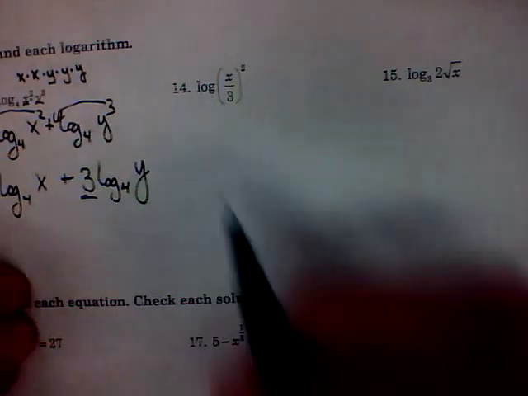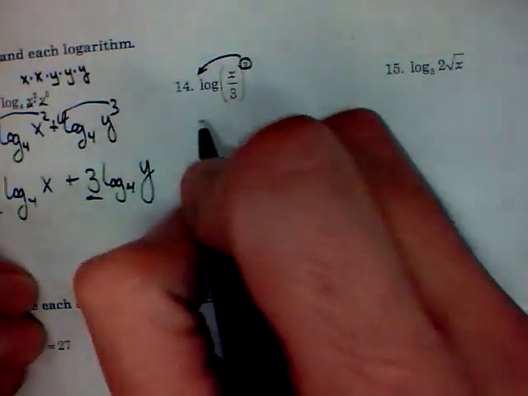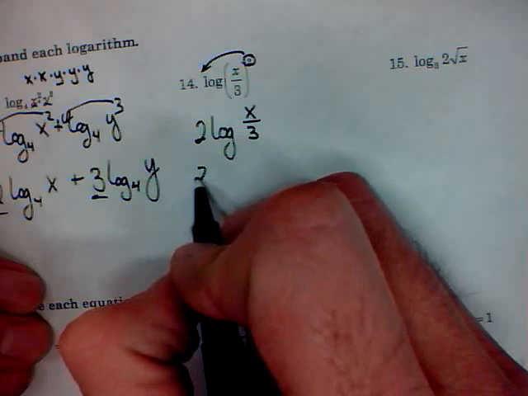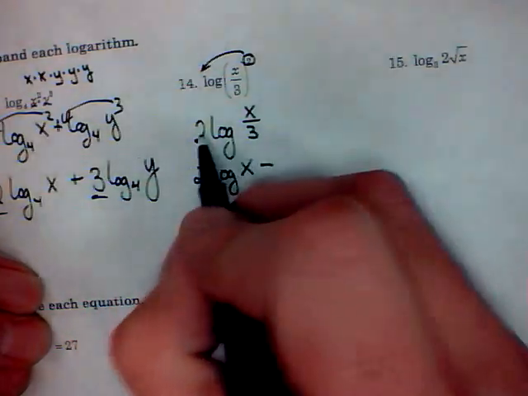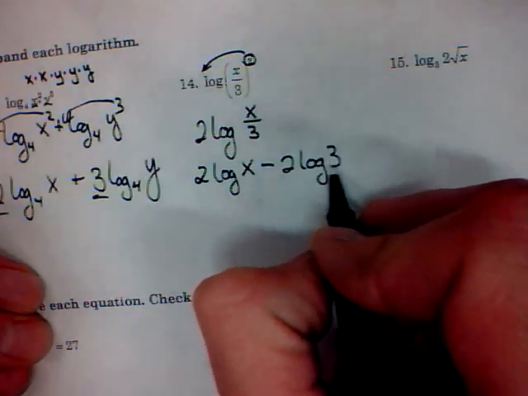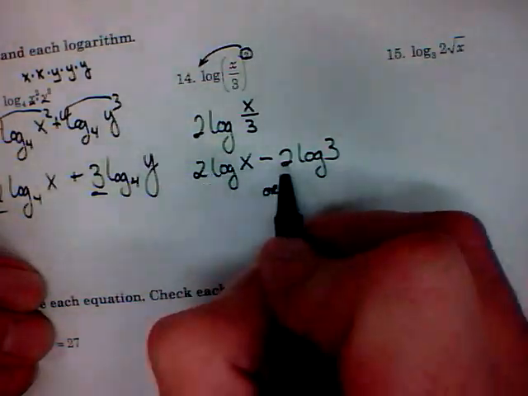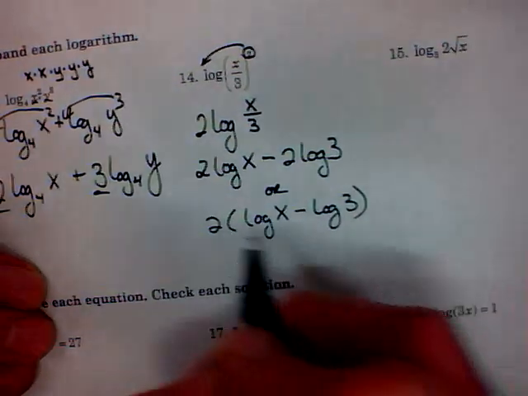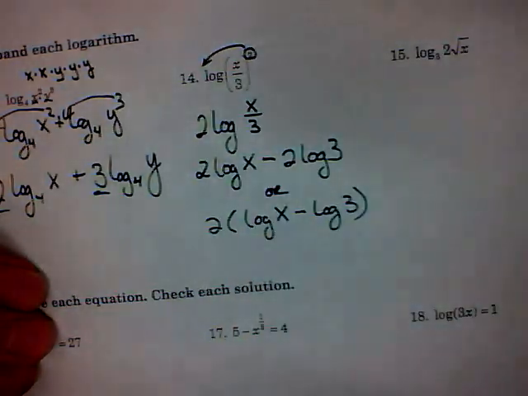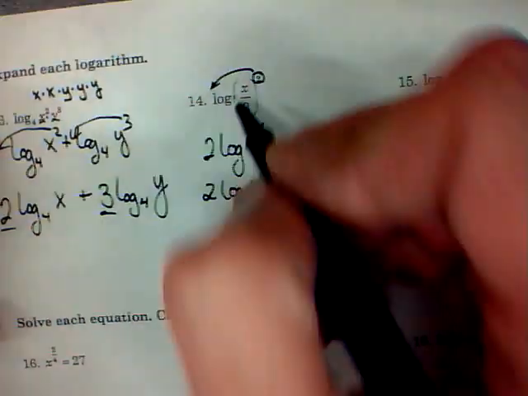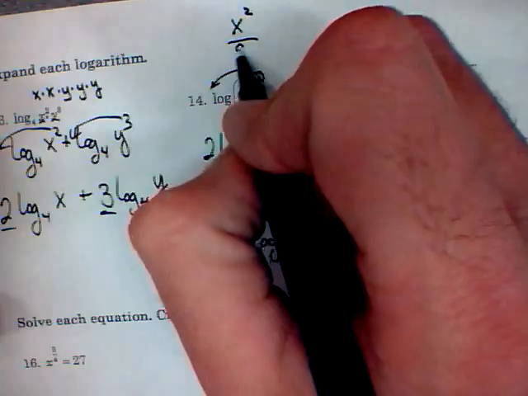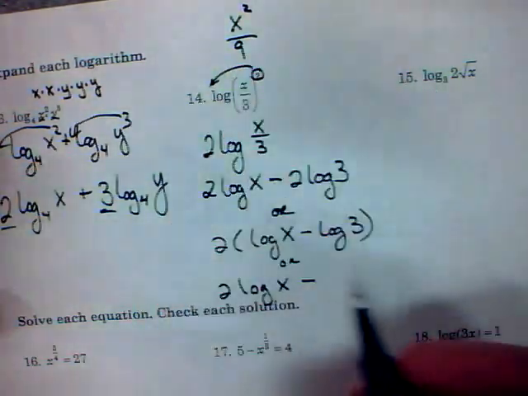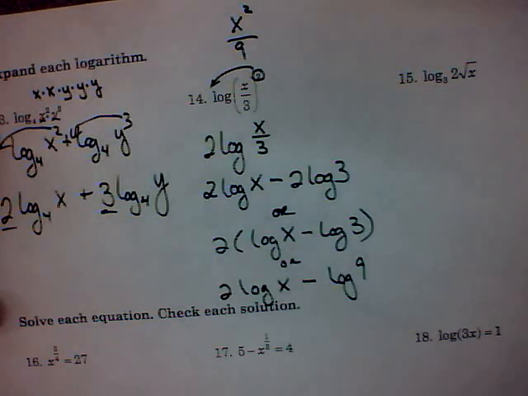Okay. On 14, since we have a power there, we can bring that out in front. So this is 2 log x over 3. And then since this is division, we can write this as 2 log of x minus, this 2 would go with both logs, so that's 2 log of 3. Or, since the 2 goes with both, we could just list it out in front of parentheses once, rather than having it distributed to both. Both of these would be acceptable answers. And there's actually a third variation. Had you distributed this to x squared over 3 squared, which would have been 9, you could have written this as 2 log of x minus log of 9. Any of those would have been acceptable answers.